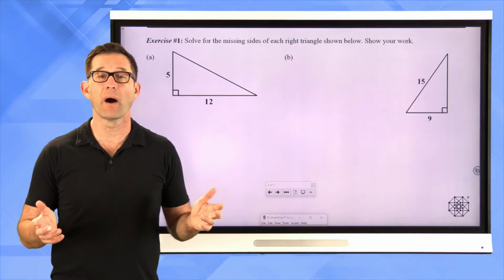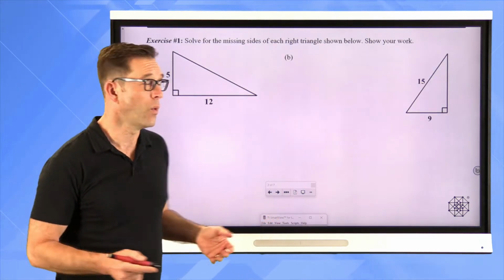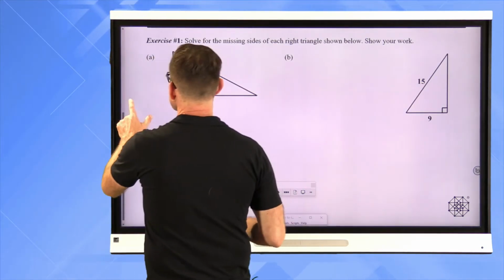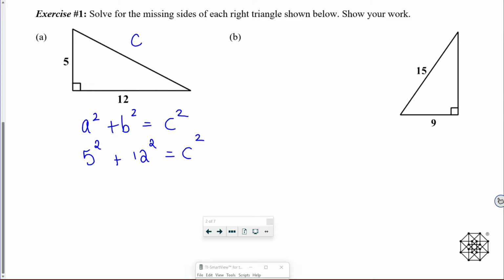Traditionally, the hypotenuse has been called C, but you could call it anything you want. It doesn't matter as long as you have the relationship correct. The relationship for the Pythagorean Theorem says A squared plus B squared is equal to C squared. So I'm going to say A is 5, B is 12, and C, which is what I'm missing, is just C.